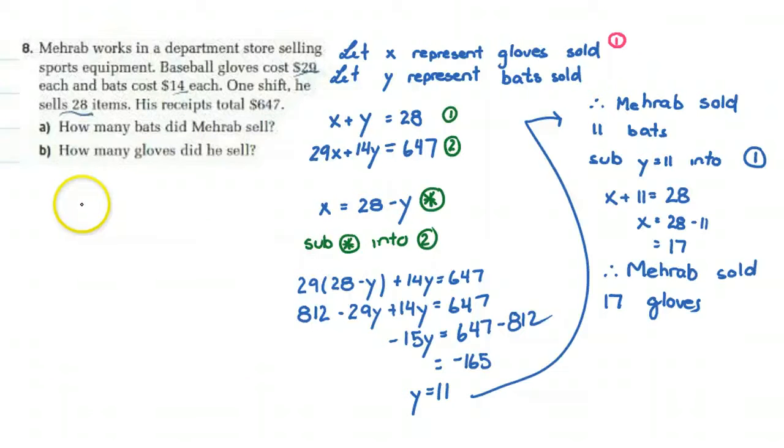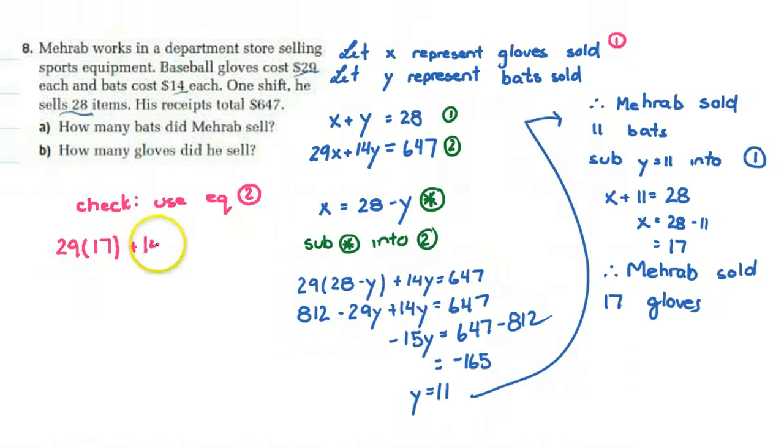The last thing we probably want to do here is a check. Even if you're not asked for a check, it's always good to do that. So we're going to take our x and y and sub it into one equation. Let's use equation 2. So we're going to say 29 times x, and x is 17, plus 14 times y, and y is 11, equals 647.